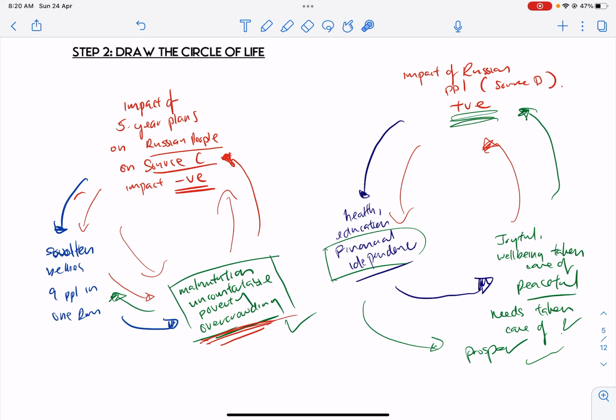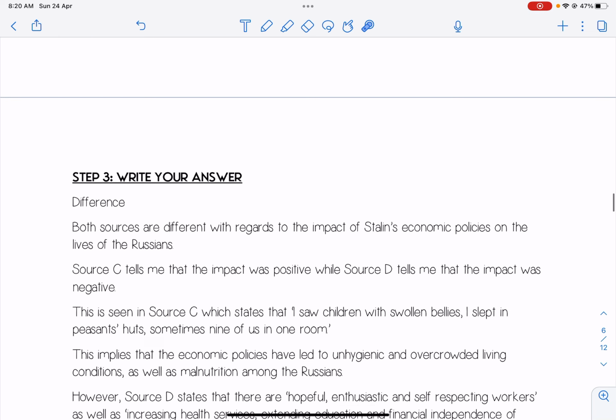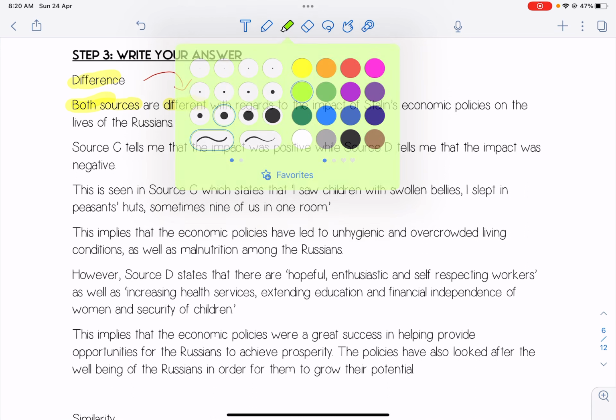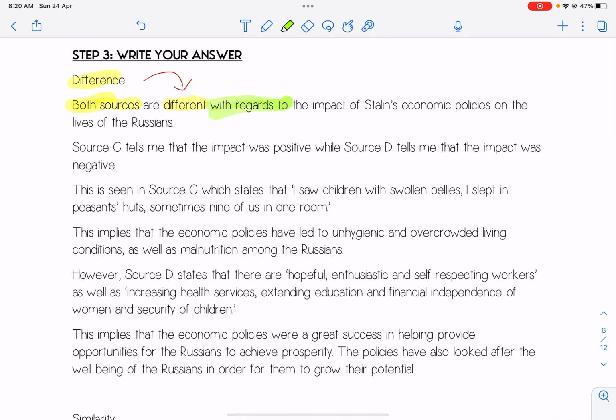Now I just need to write it down properly in my sentence. So this is the answer here. You see, ATQ, both sources different. Because I'm writing different, I write the word different down. Different, then I use the words with regards to, and after this is my BOC, impact of Stalin's economic policy. Take note, this is a neutral term, because I'm going to have contrasting inferences, which I'll write down later on.